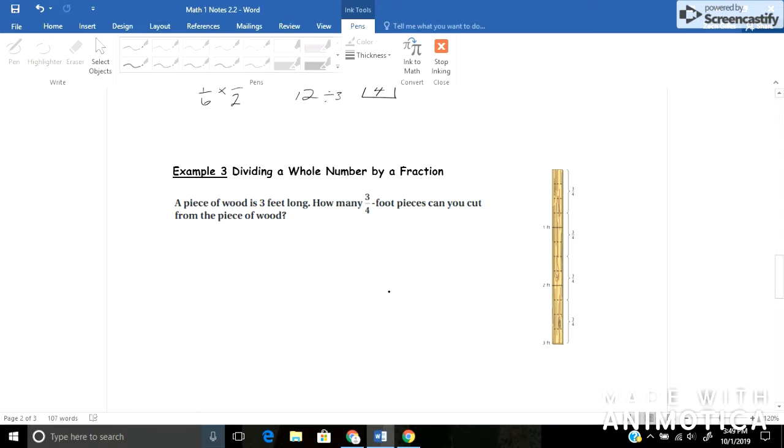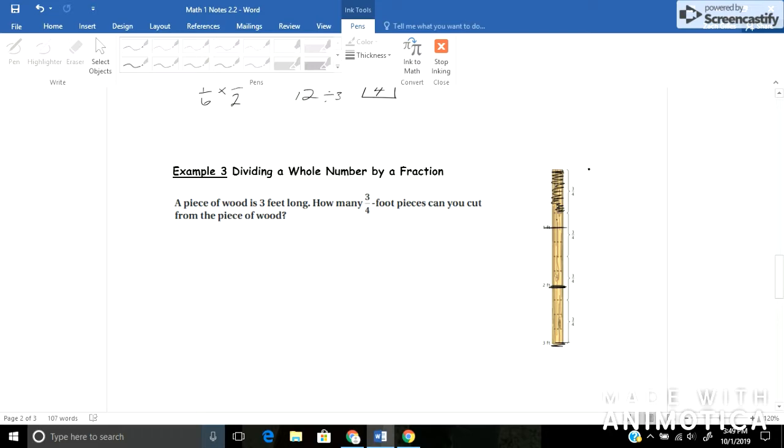It says a piece of wood is 3 feet long. You can see over here it's broken into 1-foot sections, so 1 foot, 2 foot, and 3 feet long. How many 3/4 foot pieces can you cut from the piece of wood? Then they have each one broken down into 3/4 of a piece: 1/4, 2/4, 3/4.